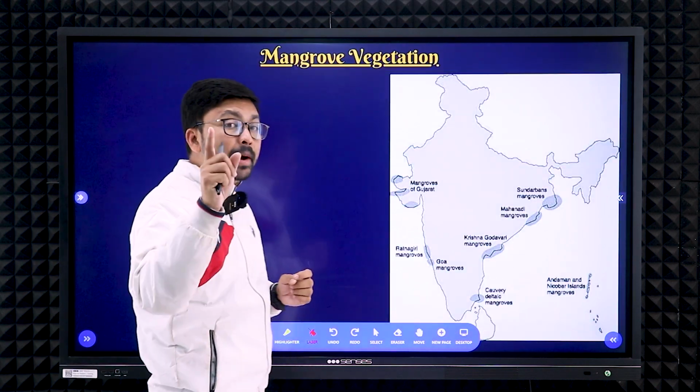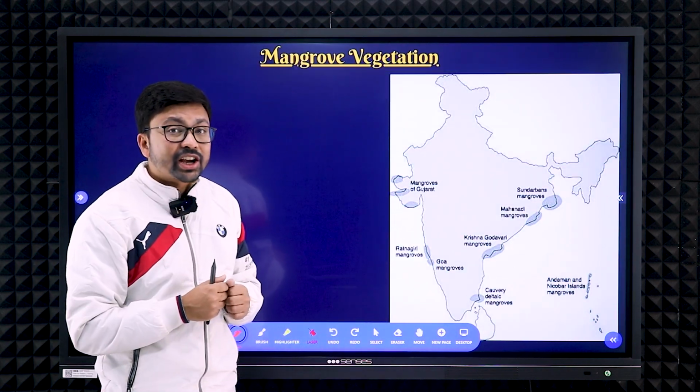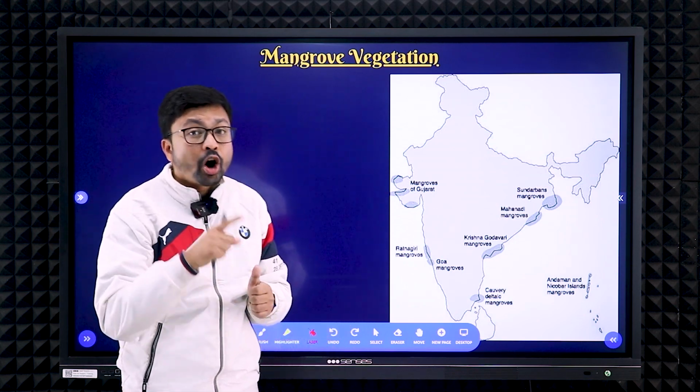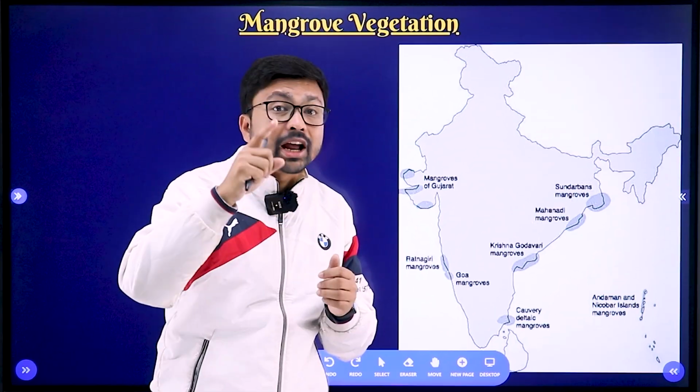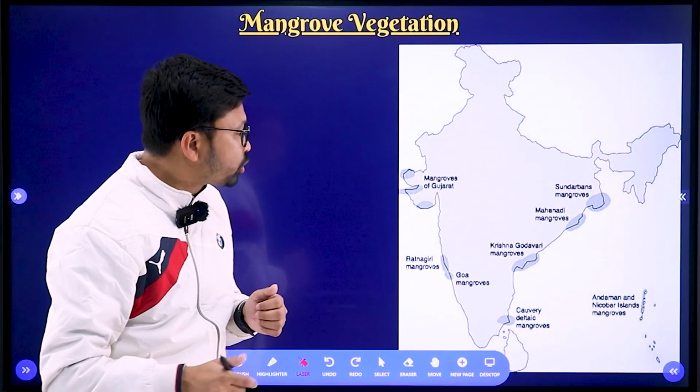So next, mangrove vegetation. It is also called swampy vegetation, or littoral vegetation. Mainly it is found in areas where there is a tidal effect, or where brackish water is there.